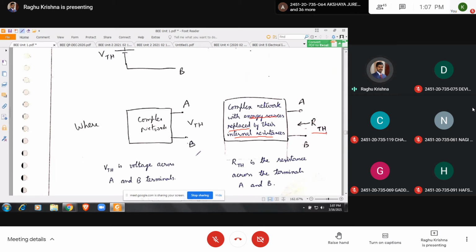Is it clear how to find VTH and RTH? Just find the voltage across the terminals A and B. If you find the voltage across the terminals A and B, that gives VTH. But for finding RTH, we have to replace the energy sources by their internal resistances.